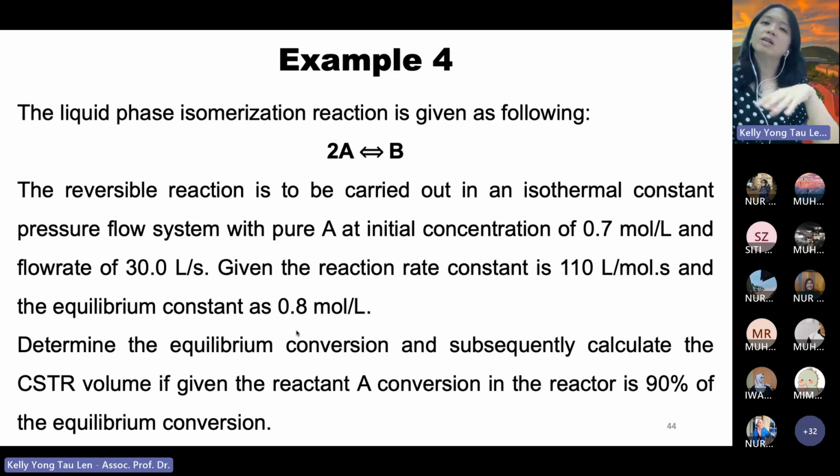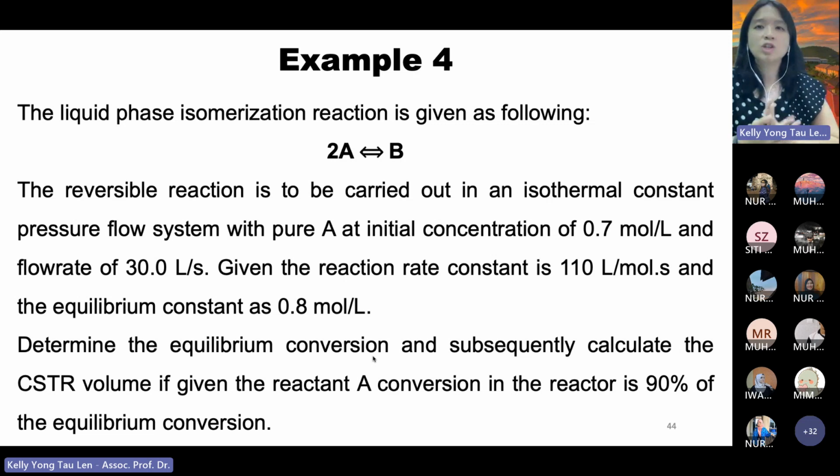So you have to make sure you really understand what K is and what KC is. KC is the reaction rate constant at equilibrium. K is the reaction rate constant. So you must know the difference, right? They say determine the equilibrium conversion XE. So remember the difference between XE and X.